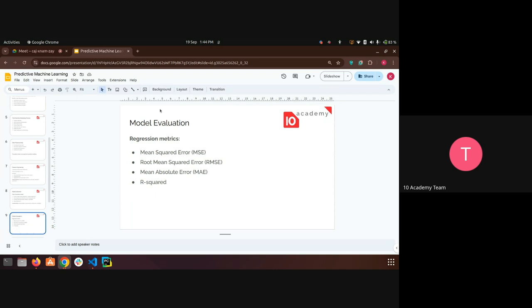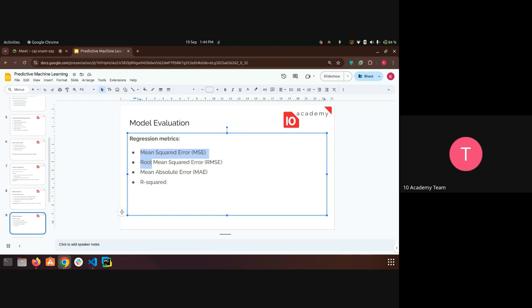And then evaluation. Evaluation just means finding the error. So we have some metrics that we can use: mean squared error, root mean squared error. These two are similar actually, but this one is just the square root of the previous one. And then we have mean absolute error.